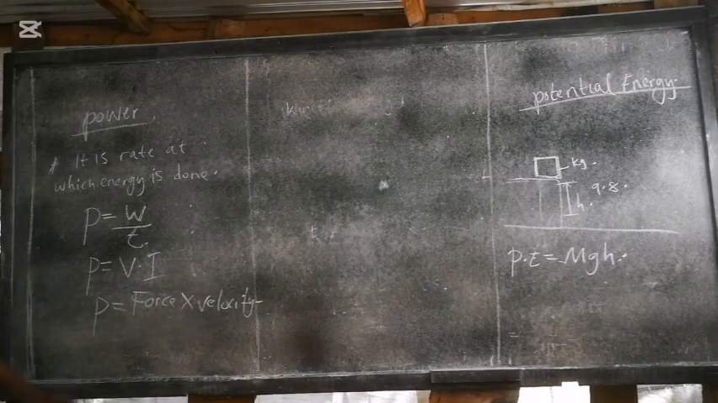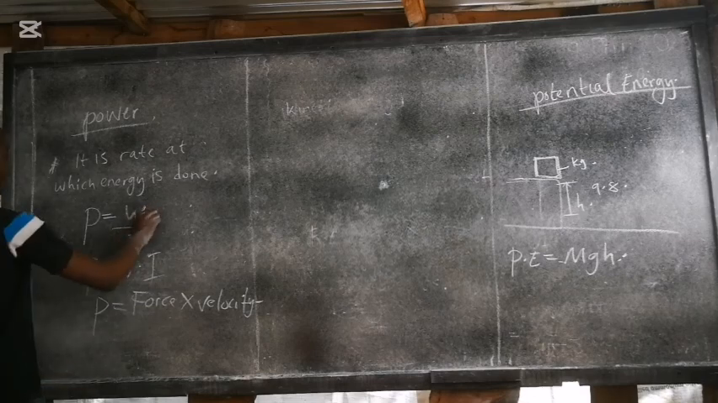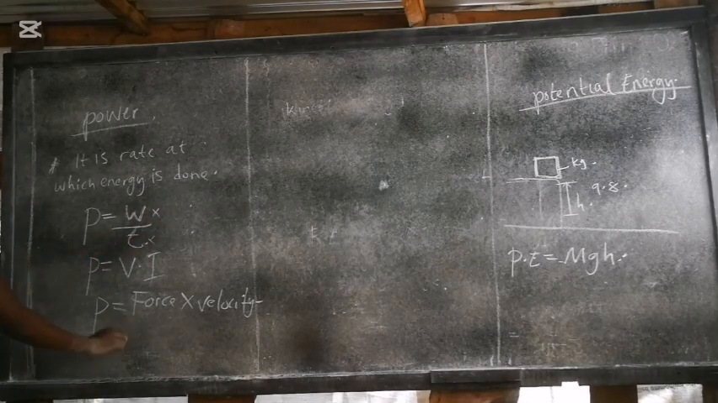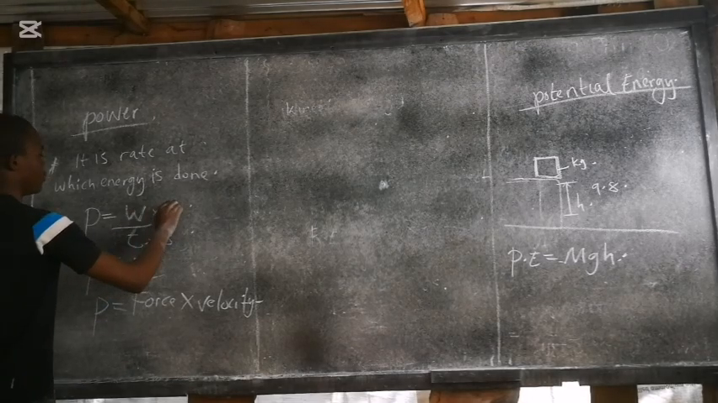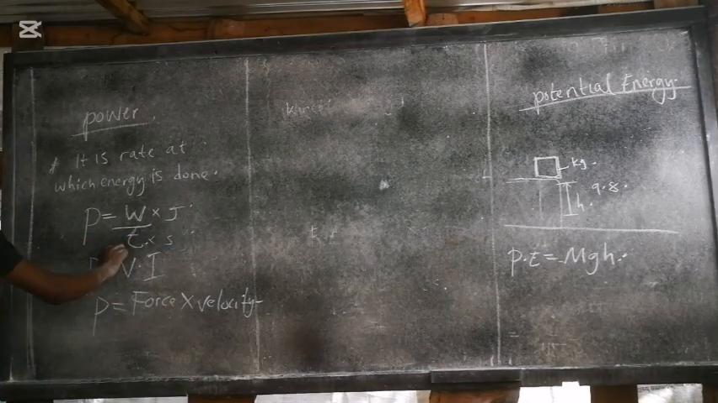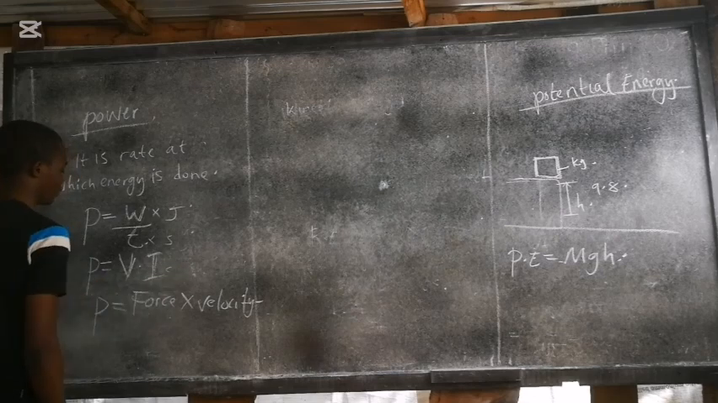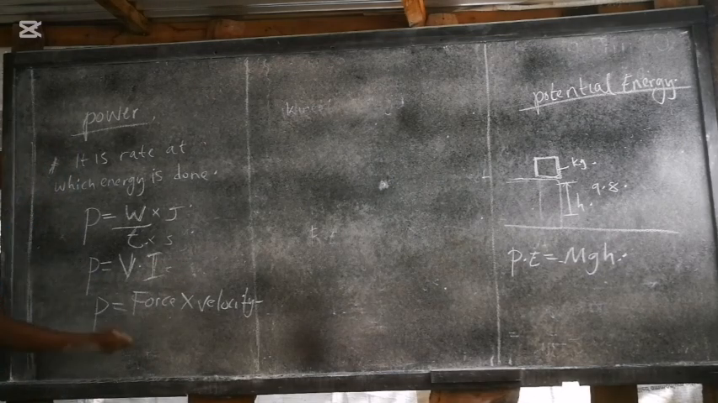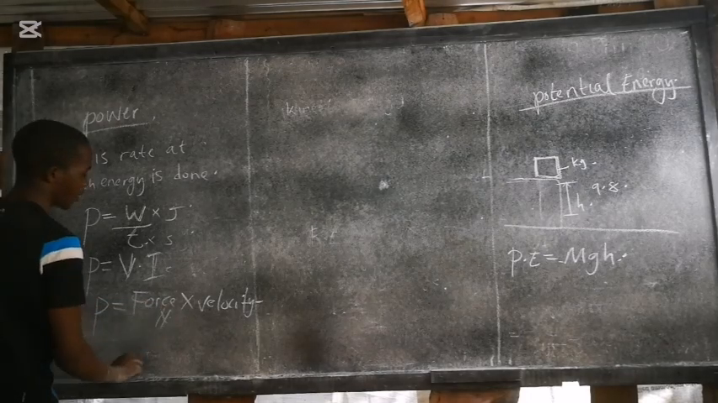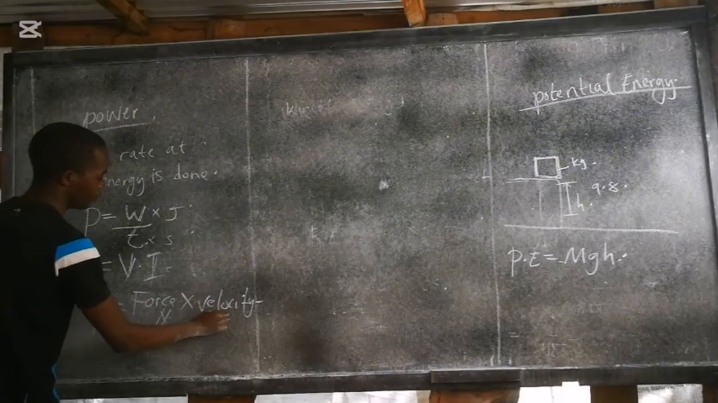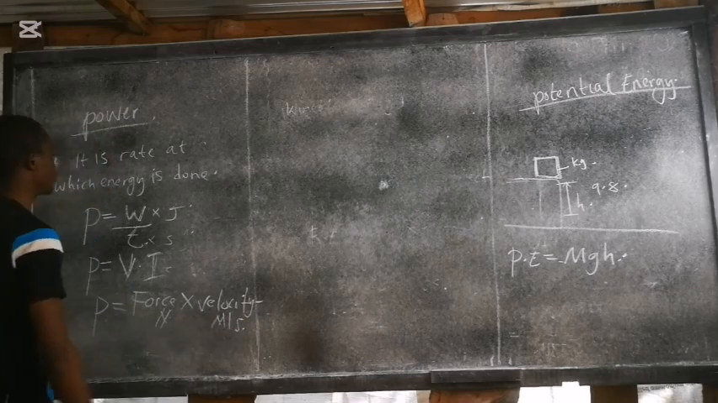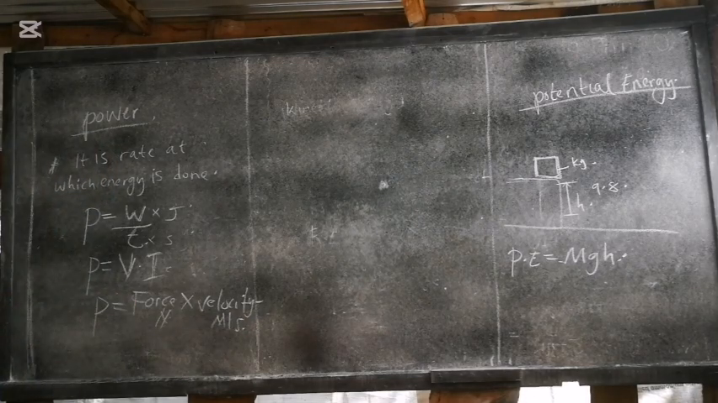They will just ask you to calculate the power when you have calculated the work. So just use this. Time should be in seconds. The work should be in joules. Voltage is in volts, I is in amperes. Force, you know, is in newtons. Then velocity is in meters per second. That is the one thing you need to know on power.